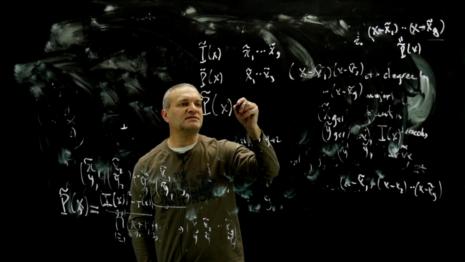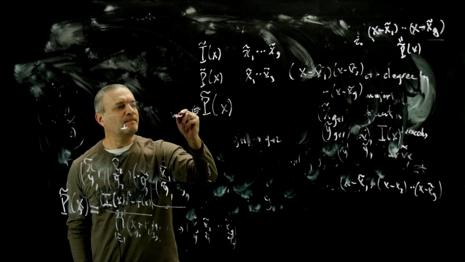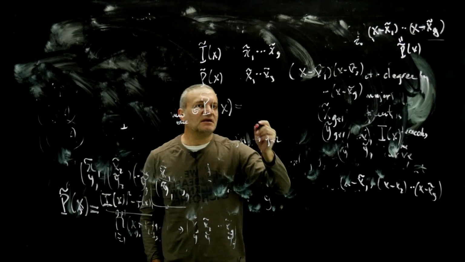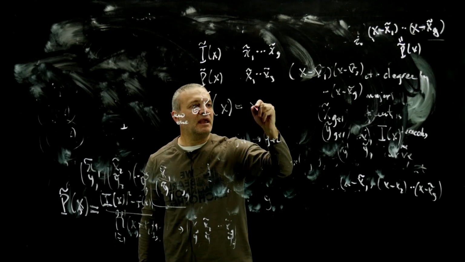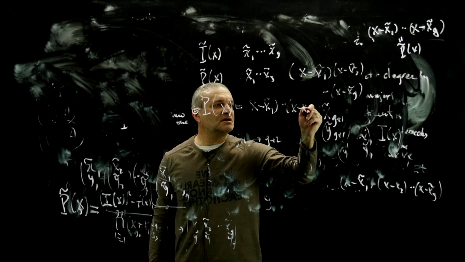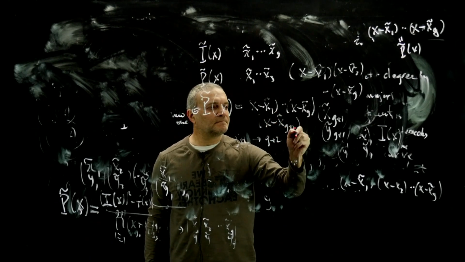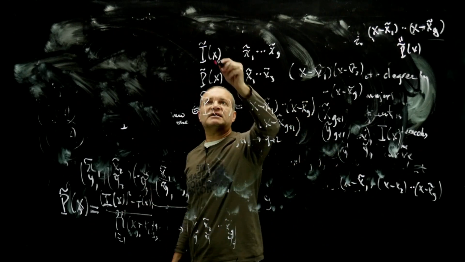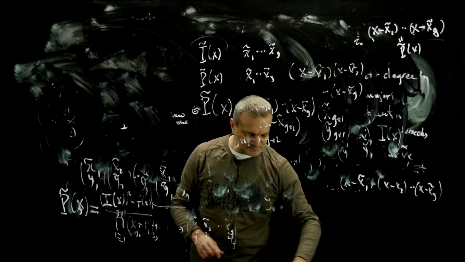So p tilde x, the new one, is going to be no more, no less than x minus x1 tilde through x minus xg tilde, times x minus xg plus 1 tilde. I'm just adding these points. That's all I'm doing. Now, what about I tilde x? Well, same story.